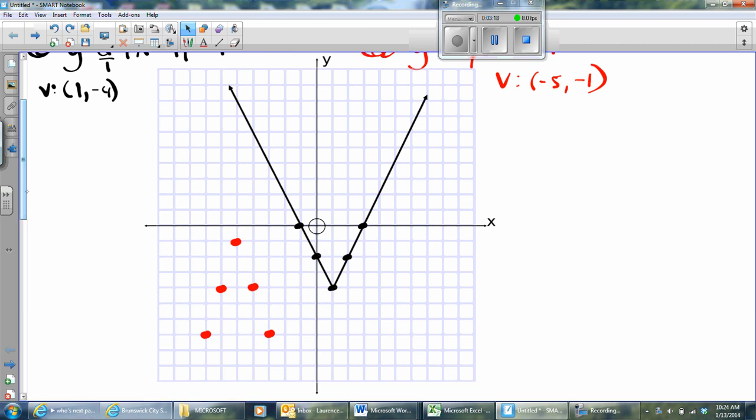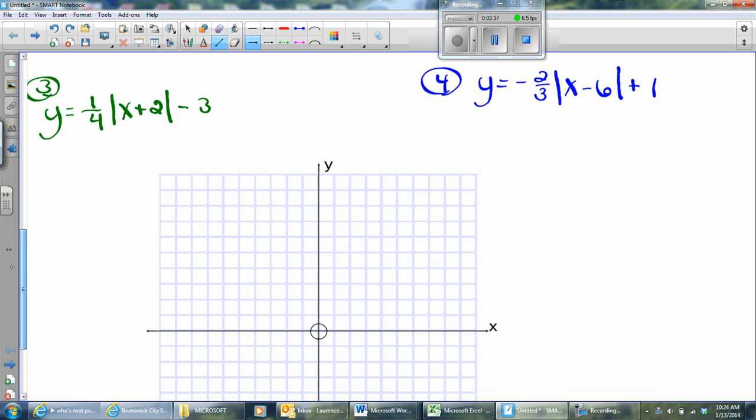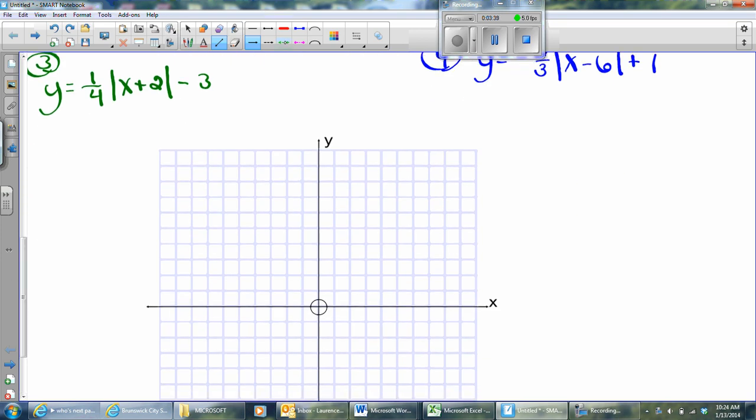Okay. And so you see my V actually turned upside down in that case. So I get something like this and something like that. So a negative in front turns my V upside down. Okay, let's try the green one. Let's see what's going to happen when we have a fraction in front of there. You might be able to guess. Well, the vertex is going to be at negative 2, negative 3.